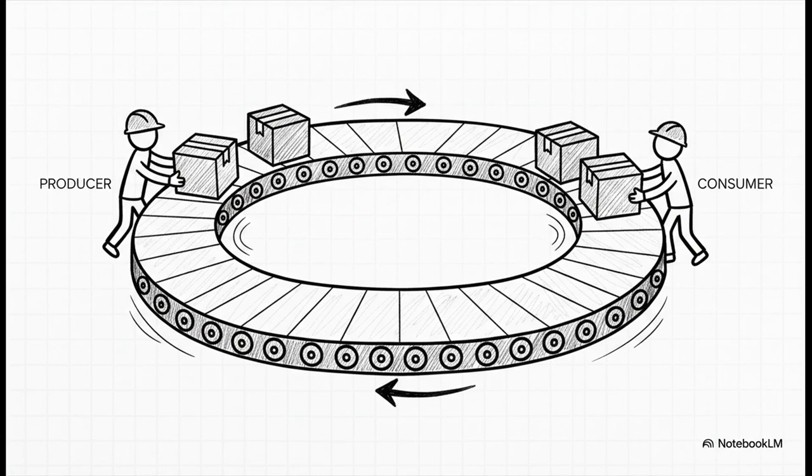So our first case study is the good old circular buffer. This is a classic way for one part of the system, we'll call it the producer, to pass data to another part, the consumer, without them constantly getting in each other's way. The best analogy really is a conveyor belt at a factory.